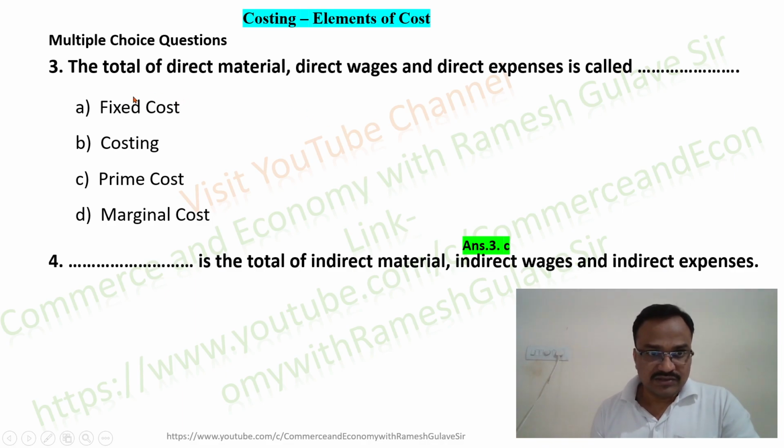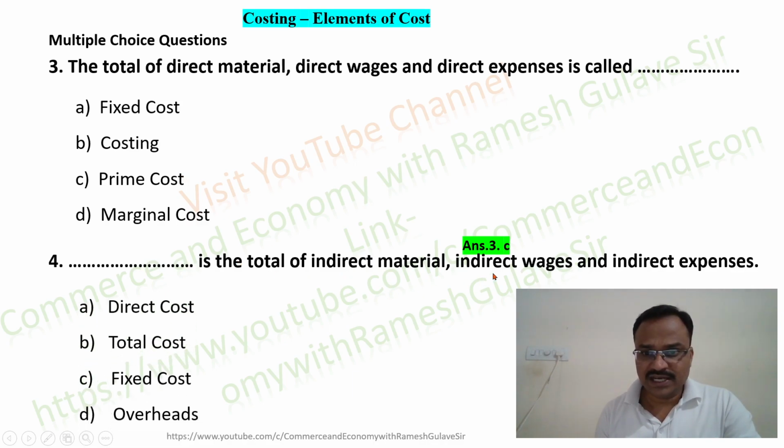See friends, question number three was related to direct material, direct wages, and direct expenses, and the fourth is related to indirect material, indirect wages, and indirect expenses. See, so the total of direct material, direct wages, and direct expenses is called prime cost, whereas the total of indirect material, indirect wages, and indirect expenses is called overheads. So here option D is the right answer for this.